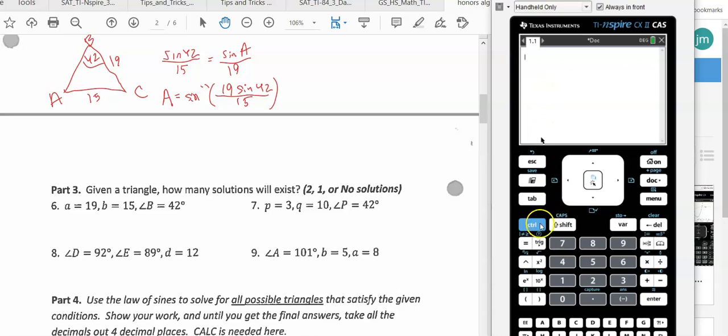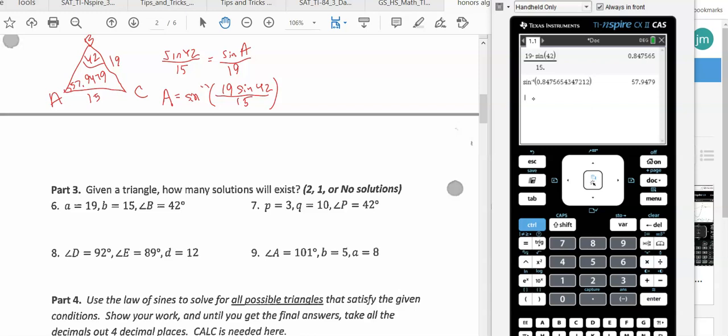So I'll just do the fraction first, just to see. It'd be 19 times sine of 42 over 15. If the number is bigger than 1 or smaller than -1, it won't have another triangle, but it is. It has at least one triangle, so I'm going to take the inverse sine of that to get the angle. So that missing angle here, angle A, is 57.9479 right there at that angle.